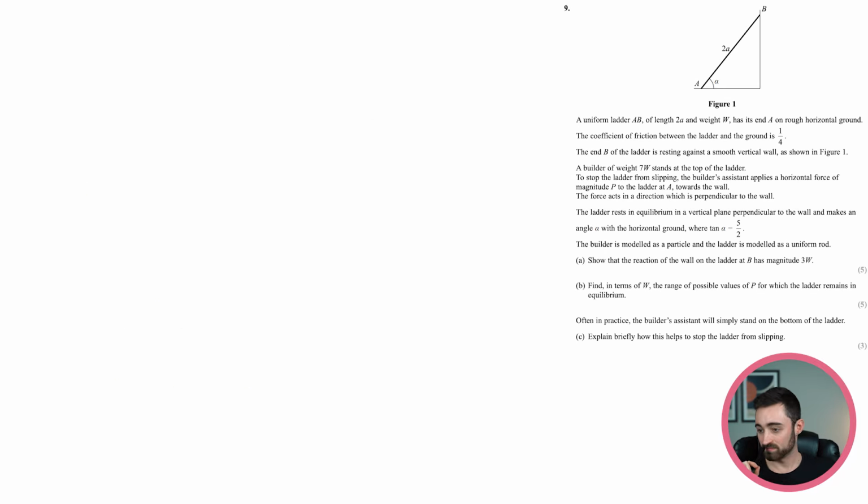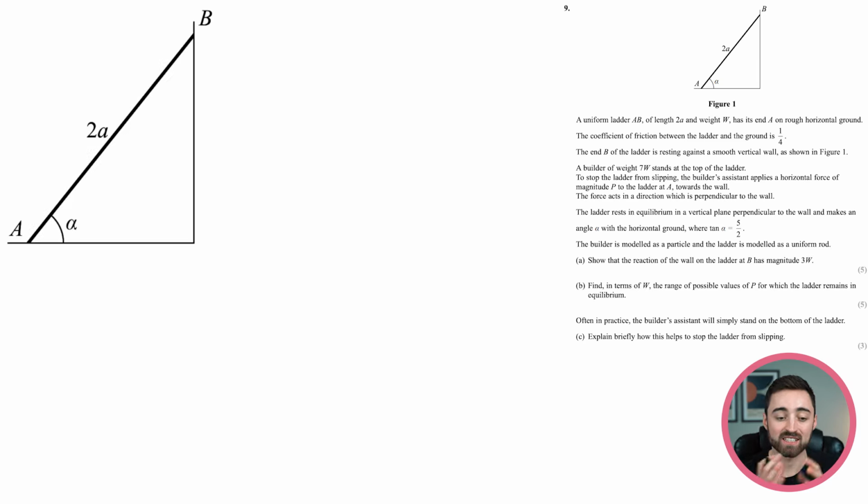Moments. What we got? Uniform ladder AB of length 2a and weight W has its end A on rough horizontal ground. You know what? Before we read all this, get the diagram up, and as we read it, start adding stuff to the diagram, start getting the information down, because if not, we're going to read this absolute paragraph, and then we're just going to be like, well, what has even happened then? I can't remember anything. But if we kind of chip away at it as we go, then we're cashing that information in, aren't we? So let's do that instead.